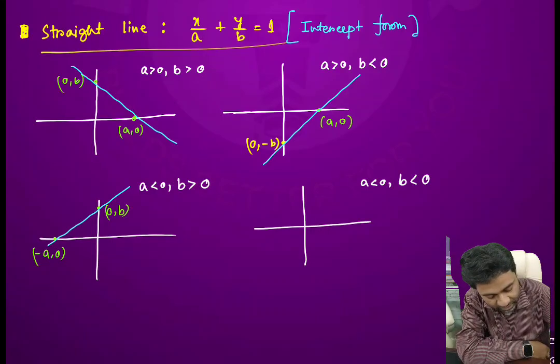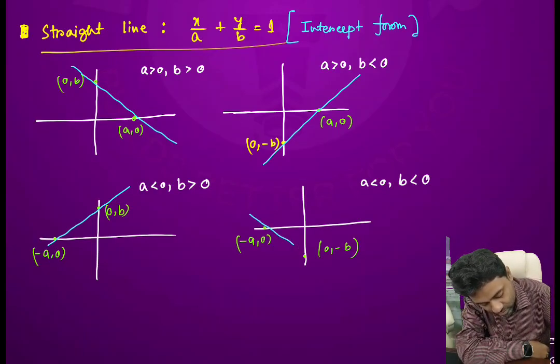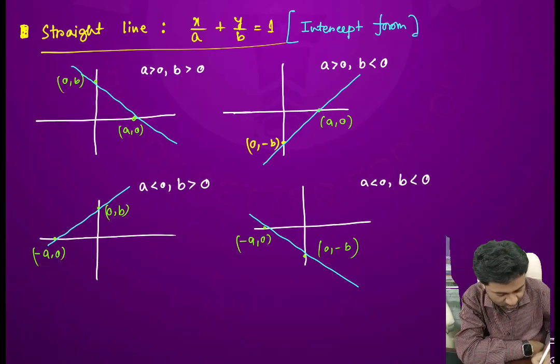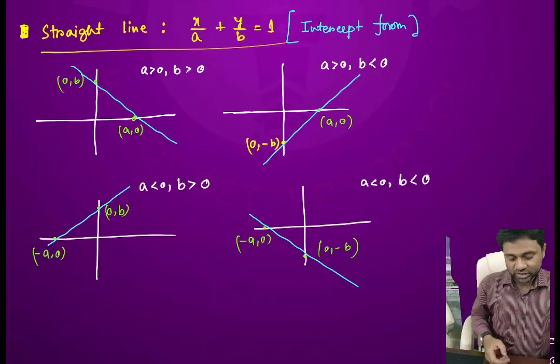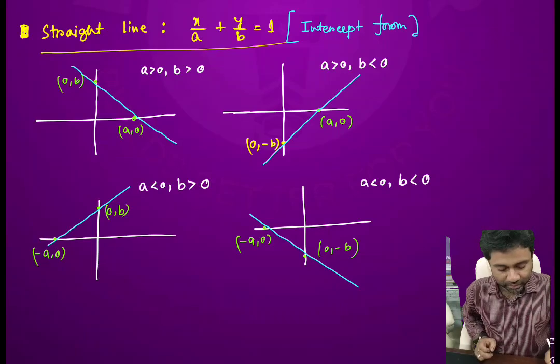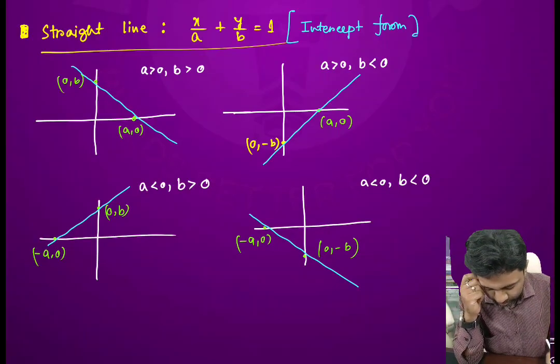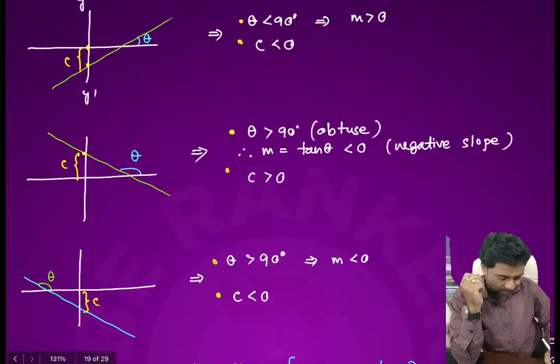And lastly, if A is less than 0 and B is also less than 0, then the graph will intercept the x-axis and y-axis at minus a, 0 and at 0, minus b. If you join these two points, you will get the fourth variation of this straight line. So by looking at the graph, now you can determine in which form it is given, and you can identify A and B from there.